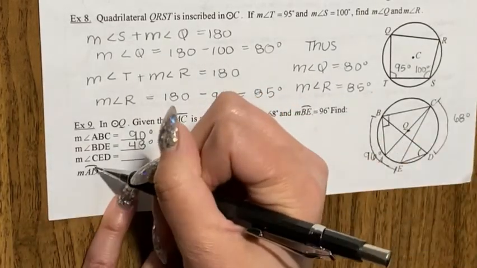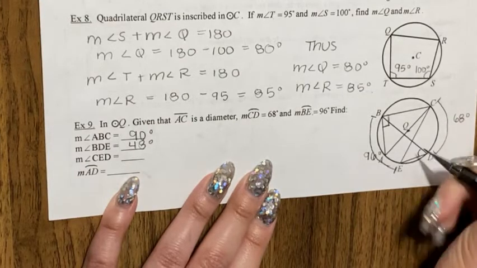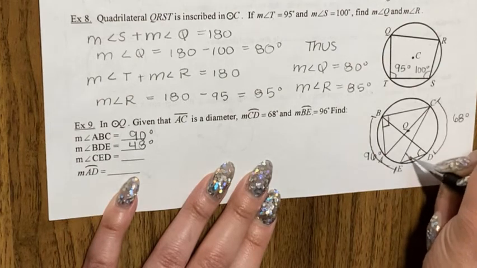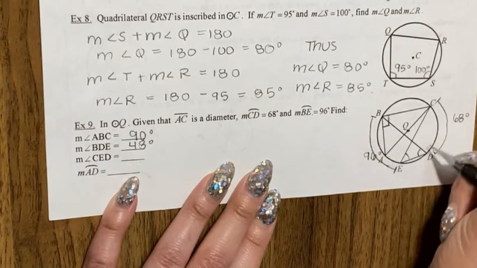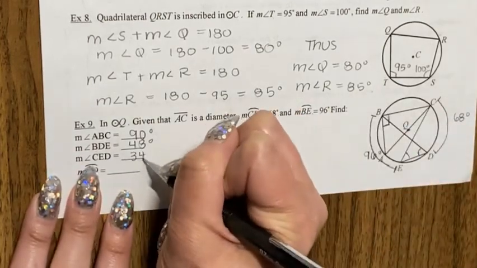Let's move on to the measure of angle CED. Okay, so this one, what's the deal here? Well, you know that this is an inscribed angle. Okay, so it's going to be half of 68, which you know is 34 degrees.